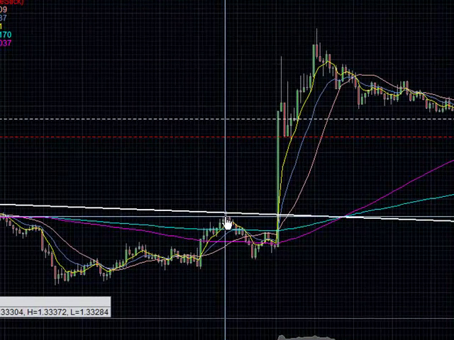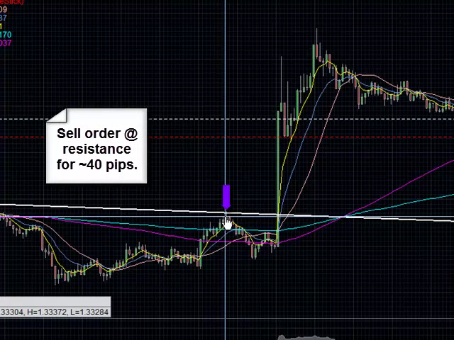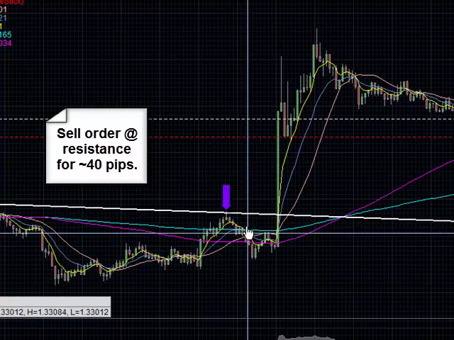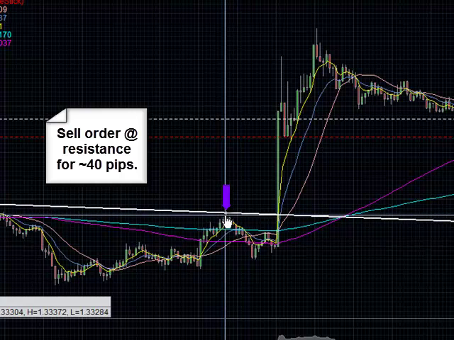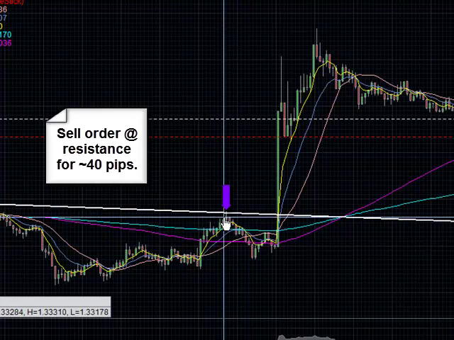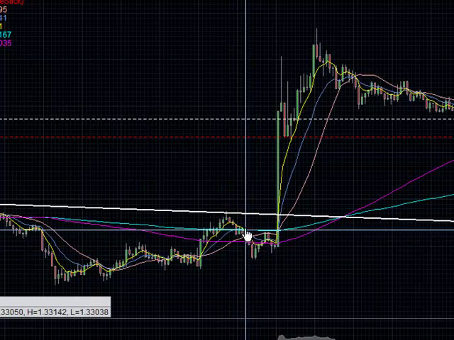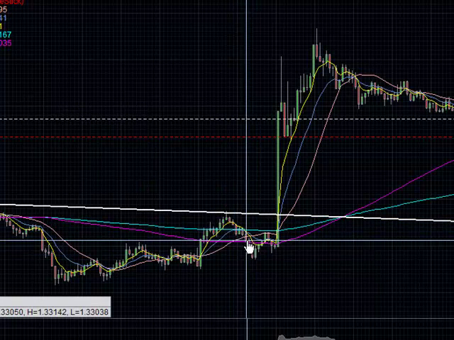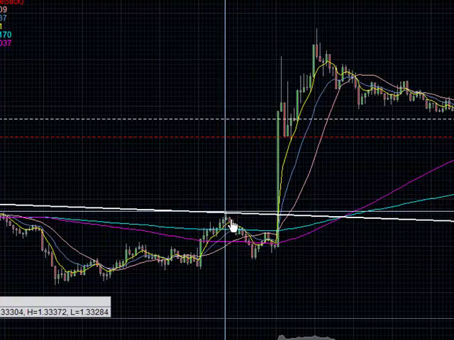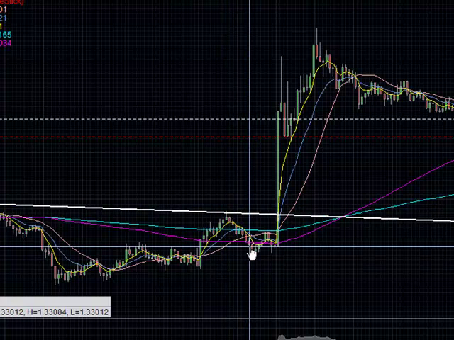So on our 5-minute, you can see that price rallied up to this trend line resistance, and actually this trend line resistance would have been a good place to go short and sell the pair for a quick scalp of about 40 pips. You could have entered in at about 33.32 or 33.30, and you could have sold the pair down for a quick 40 pip scalp. So that was a good trade entry. But this news out of China was not the shocking news for the day.